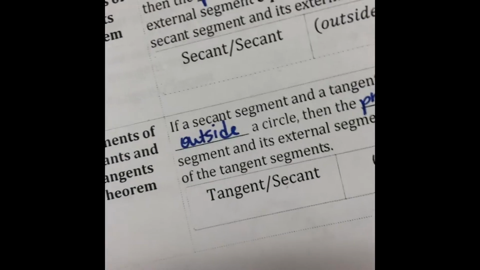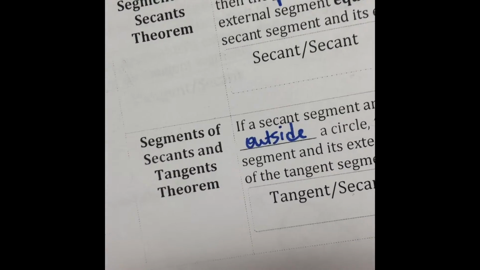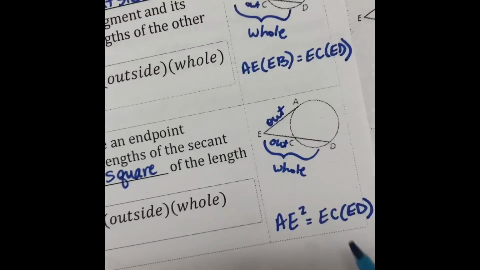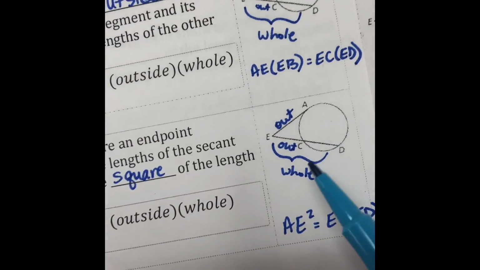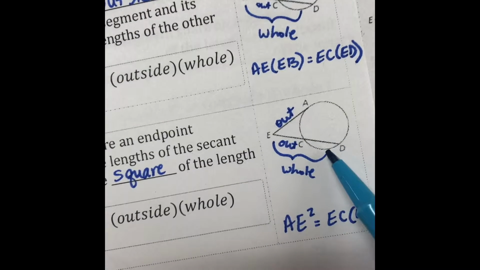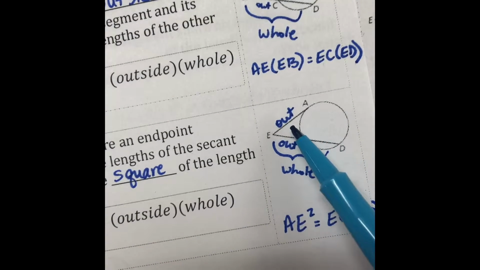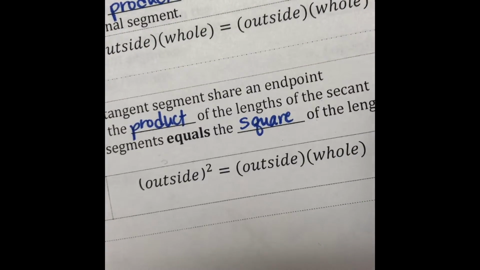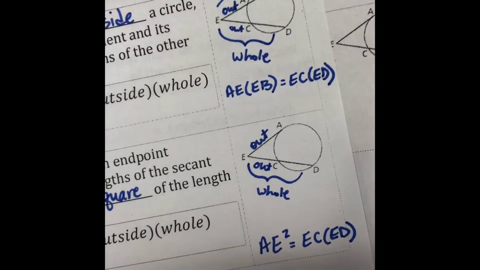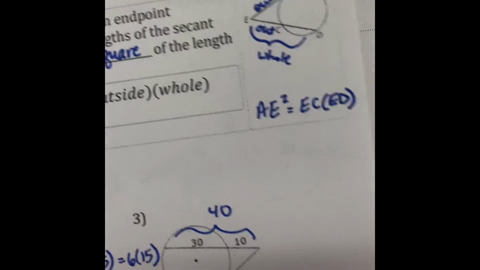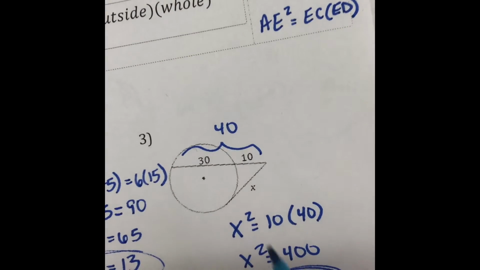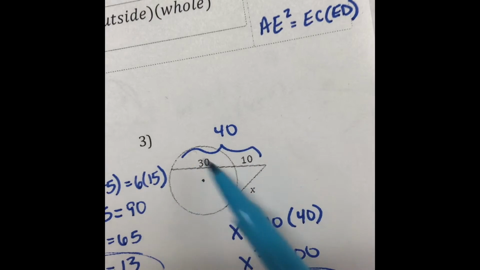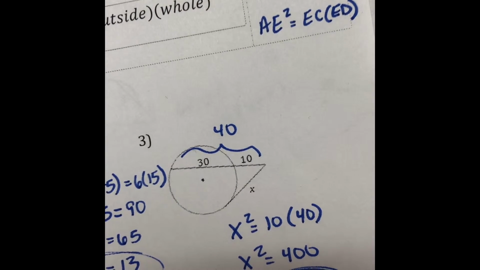That's bringing us into the segments of secants and tangents theorem. Whenever you have just one of those, in this example you have a secant with an outside piece and the whole thing, and the other segment is just outside. That's when you're going to square that outside piece. You'll do outside squared equals outside times whole. Here's that example you'll be copying over. In number 3, we did x squared, so x times x, that's the piece that's just outside, equals the outside 10 times the whole thing, which is 40. Then we just solved it out.